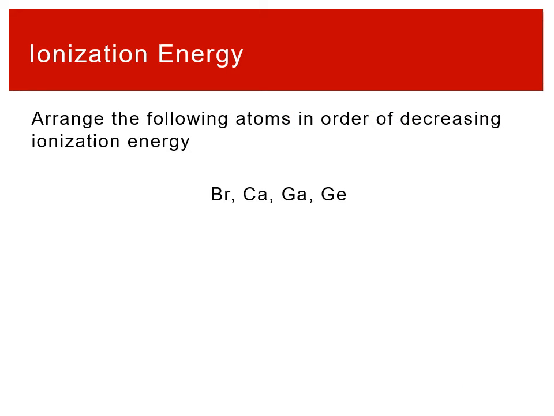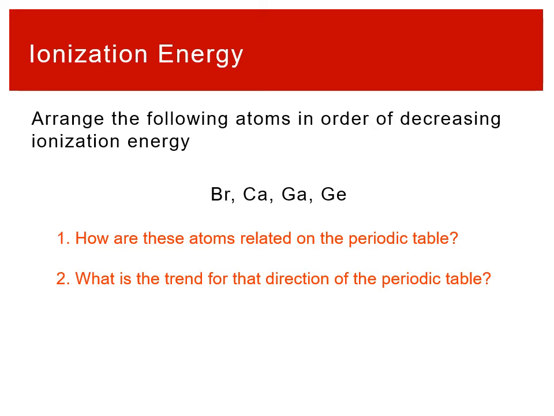With that in mind, we want to take a look at working through some examples of arranging our atoms by ionization energy. And so we've got bromine, calcium, gallium, and germanium. And again, when we're looking at periodic trends, the first question is always going to be, how are these atoms related on the periodic table? So bromine, calcium, gallium, germanium, where are they on the periodic table? What does that look like? And then what's the trend for that direction of the periodic table?